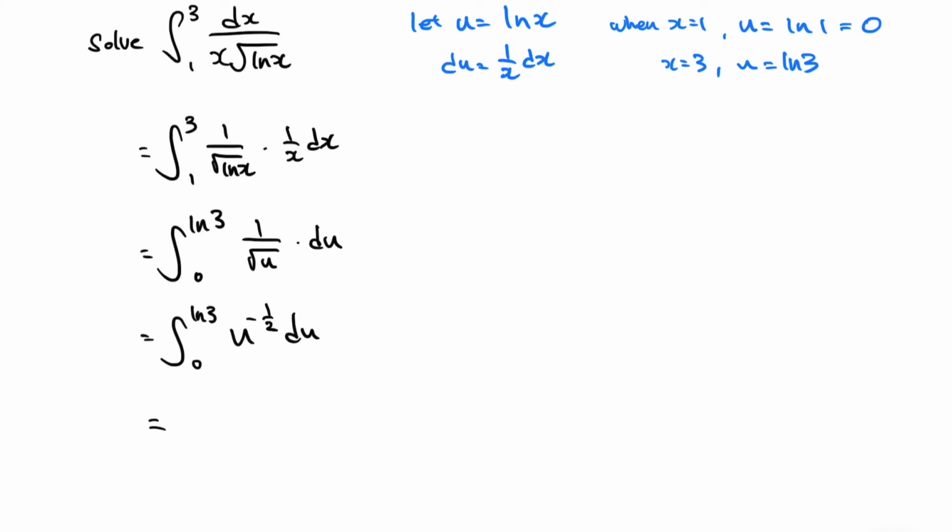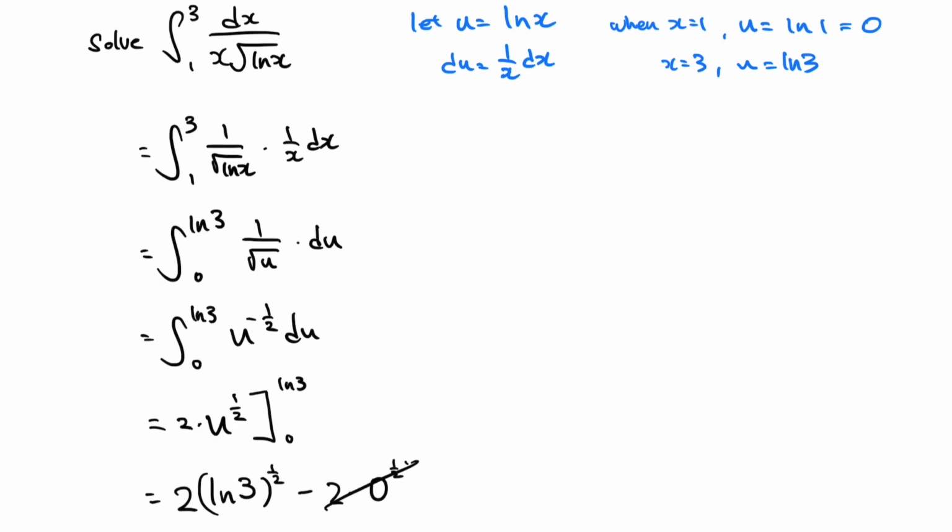The antiderivative of u to the power of negative half is u to the power of half times the reciprocal of its power, which is 2. And that is from 0 to ln 3. Then that is equal to 2 times ln 3 to the power of half minus 2 times 0 to the power of half, which is equal to 0. Then our final answer is 2 times the square root of ln 3. And that's our final answer.